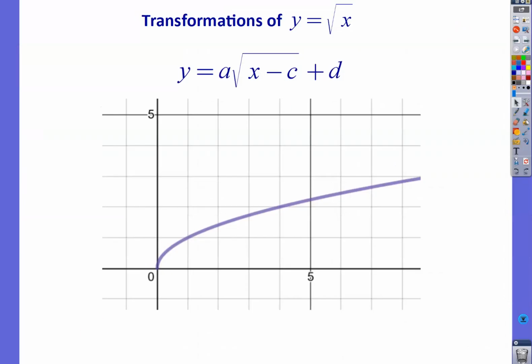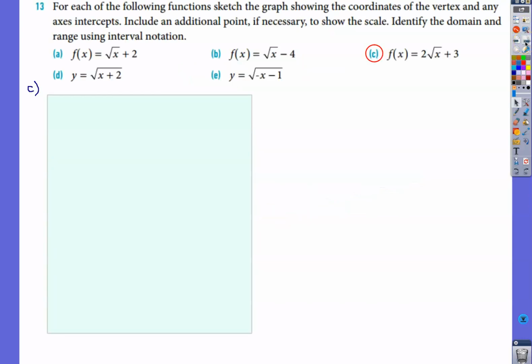Okay, let's go ahead and actually try some questions based on that. Once again, we're only going to do question C. If you can do this one, you can do the others, although after we've done this one, I suggest you try some of the others. So given that function just there, we're going to sketch the graph of that, showing the coordinates of the vertex and any axis intercepts. And if we need to, we'll put an additional point on the graph so we can draw the graph a bit more accurately.